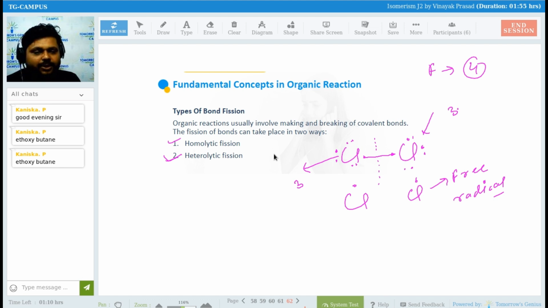Now we are going to see about heterolytic fission. What is the meaning of this heterolytic fission? We will be looking at heterolytic fission first. Homolytic fission we have seen. Now we are going to see about the heterolytic.